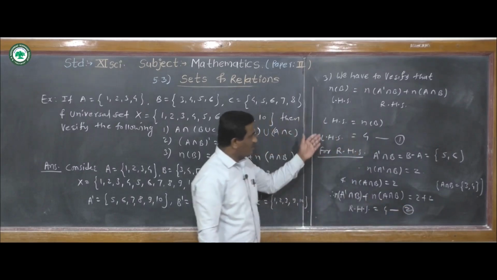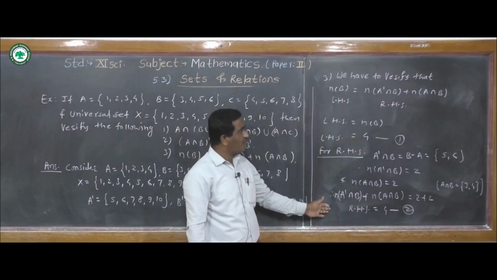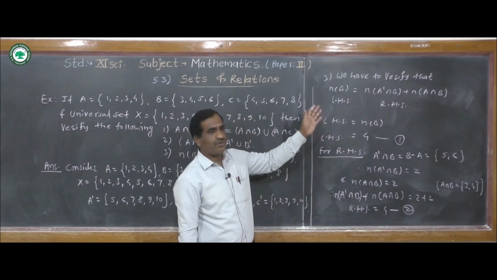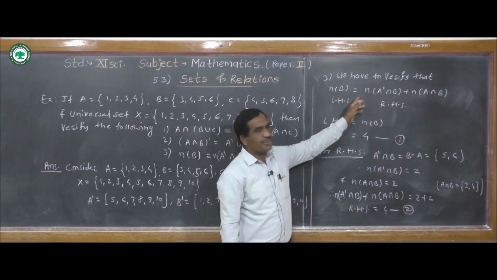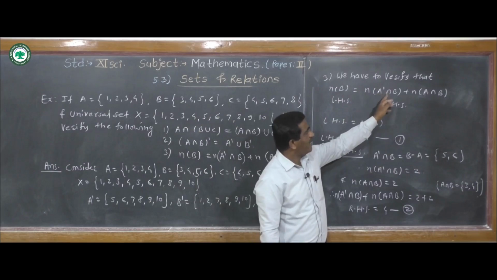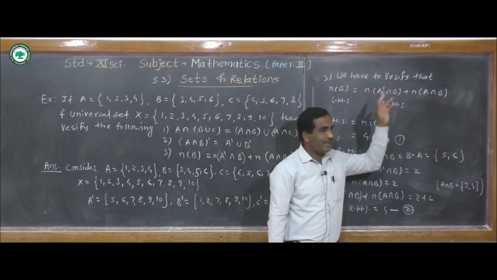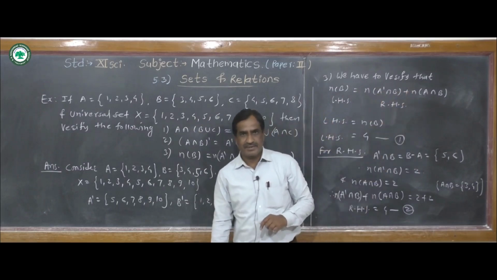Now from equations first and second we get LHS is equal to RHS. That is, we have verified that number of B is equal to number of (A dash intersection B) plus number of (A intersection B). Okay?